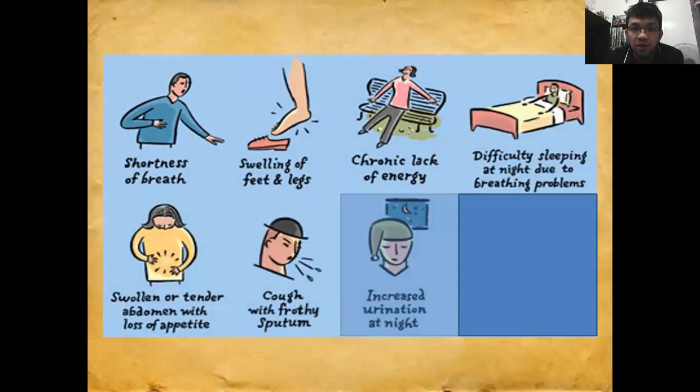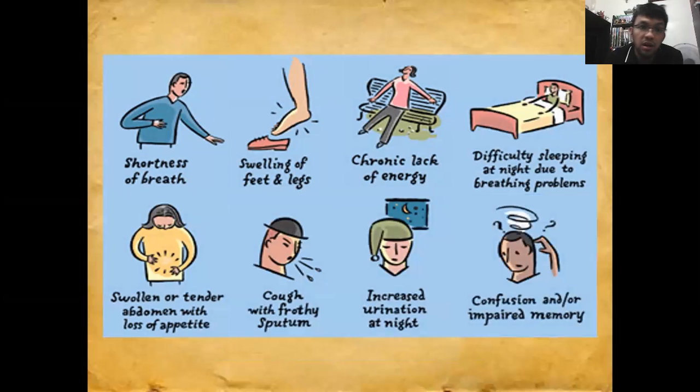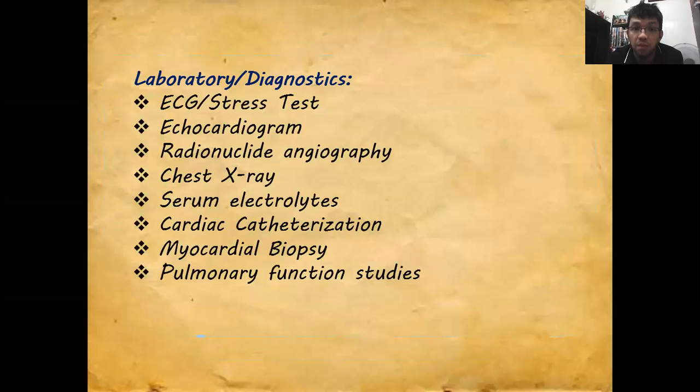These are the different signs and symptoms of heart failure: shortness of breath, swelling of feet and legs, chronic lack of energy. There's difficulty due to breathing problems, swollen or tender abdomen with loss of appetite that's brought about by ascites, cough with frothy sputum seen in left-sided, increased urination at night, and of course confusion and impaired memory.